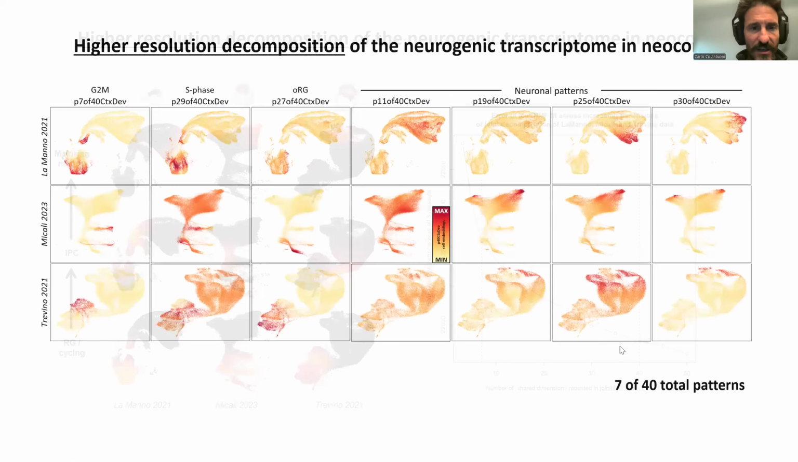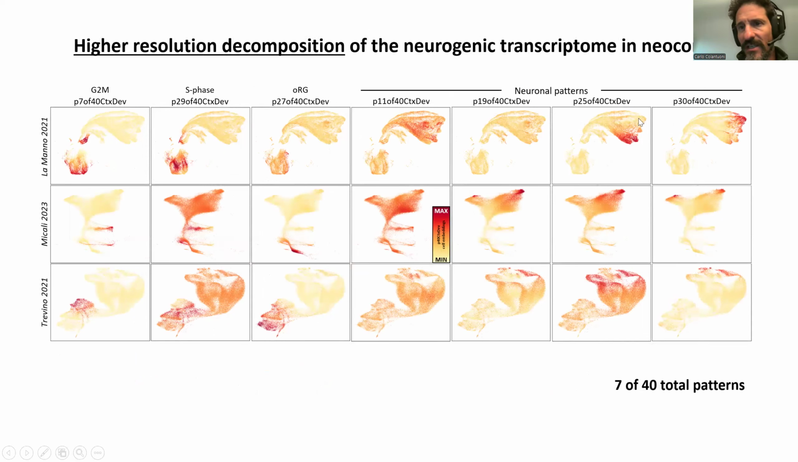So here are 7 of those 40 patterns. On the right here, we have 4 different neuronal patterns. You can see groups of neurons with differing signals at different times, maybe a little earlier, a little later. Back here in the progenitors, we also get increased resolution. We have G2M and S phase specific signatures. Particularly in this macaque data, it's really beautiful. You can see the G2M phase are the cells on the outside of these loops. This is the IPC loop of cell cycle. This is the radial glial loop here. So on the outside of these loops is G2M. On the inside of these 2 loops is S phase.